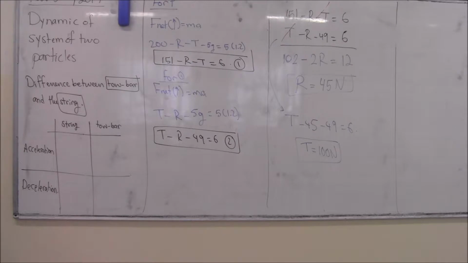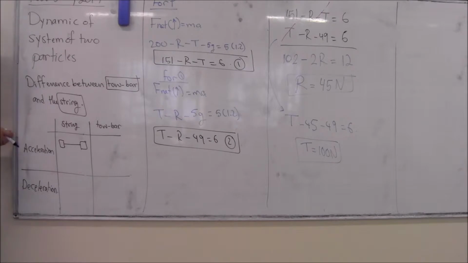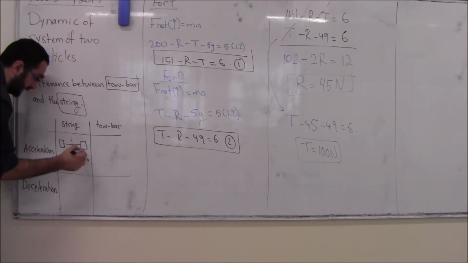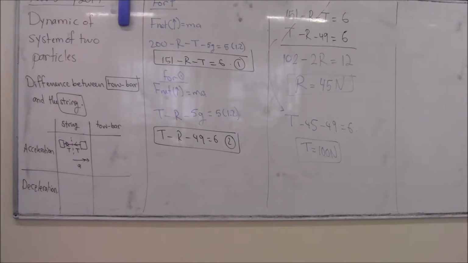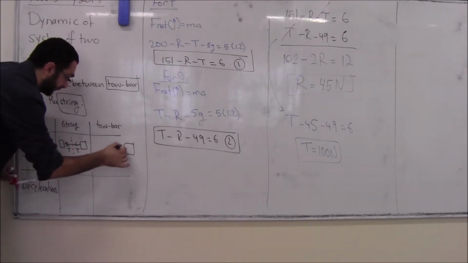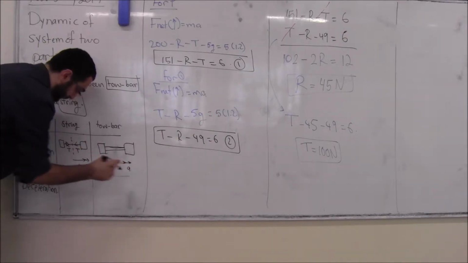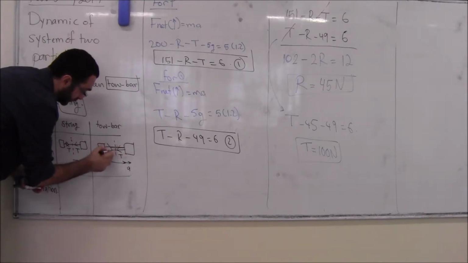Look here, please. If two particles are connected by a string, during the acceleration in this direction, this is the acceleration, this is the tension, and this is tension. Always in the opposite direction. In the tow bar, similar thing. If there is an acceleration in this direction, here there is a tension, here there is tension.